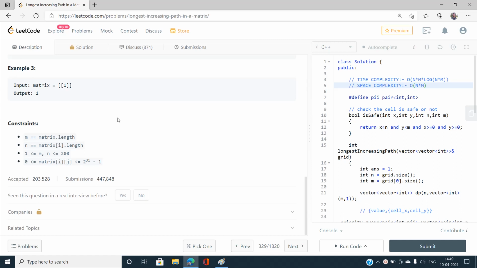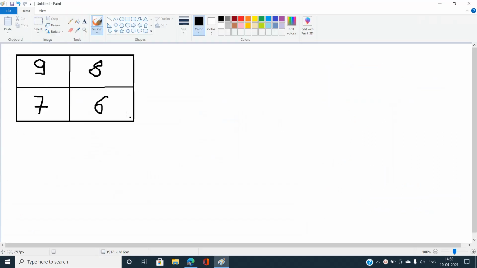Let's discuss the problem with the help of an example now. Here I have taken a 2 into 2 matrix, with indices 0 1 and 0 1. You can see the longest increasing path would be going from 6 8 to 9 and going from 6 7 to 9. This is the longest increasing path, but how are we going to find it efficiently?